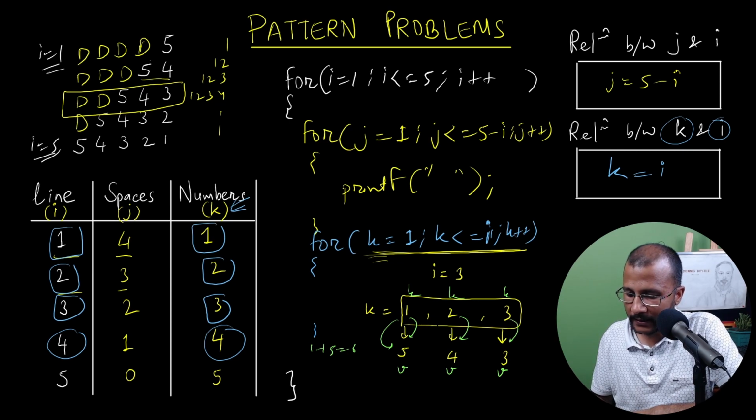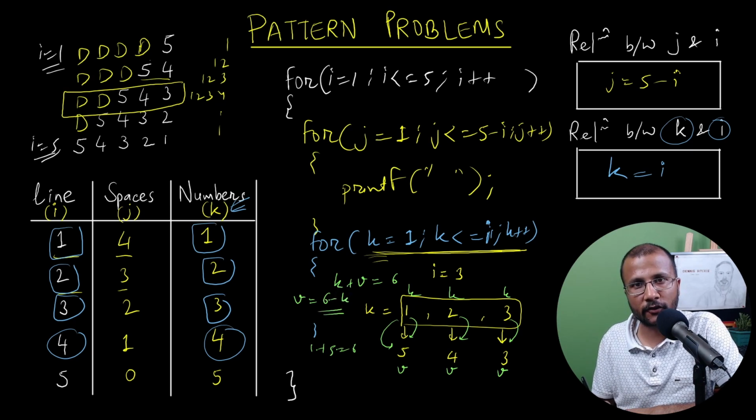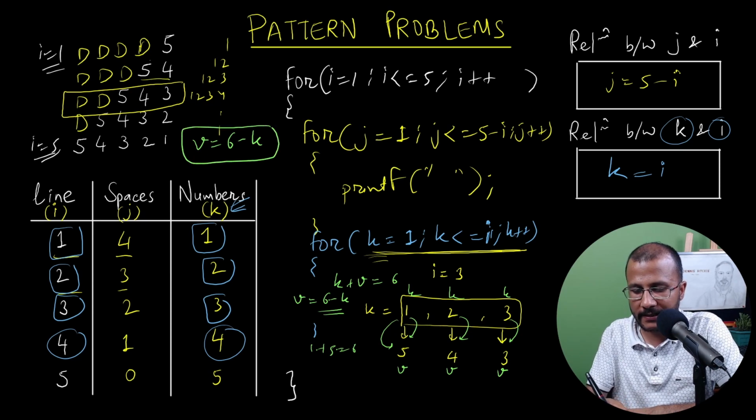So can I write, k plus my value is equal to 6? So the value that is to be displayed is nothing but 6 minus k. The value that I need to display is 6 minus k. Okay, so I just note down here the value that I need to display is 6 minus k. So I need to now write this inside the loop.